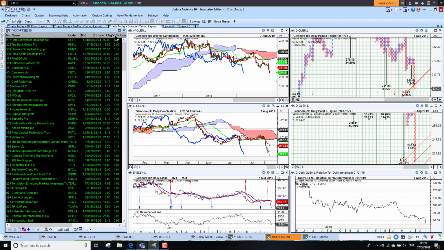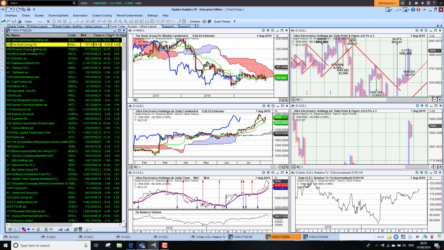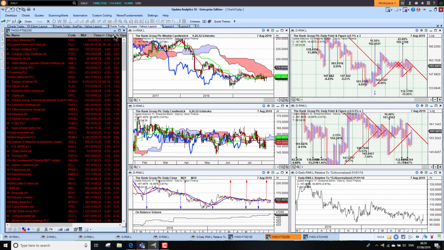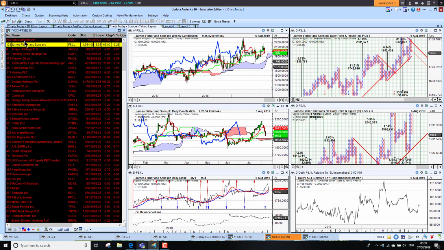Now looking at the FTSE 250 stocks in the UK, we've got the best performer, Ultra Electronics. They're up 5% this morning, looking pretty good there. And the Rank Group, they're up nearly 4%, but the chart not looking that good. And if we look at the downside, we've got Centamin, they're down 5%, and James Fisher and Sons down 3%. Again, the chart's just starting to break down. We're seeing that as a feature here.